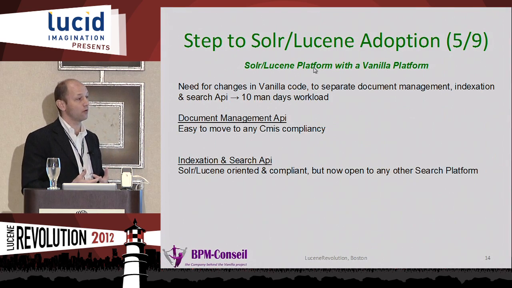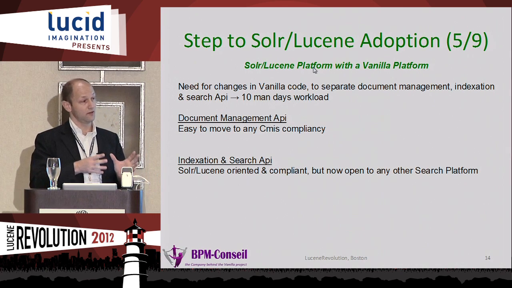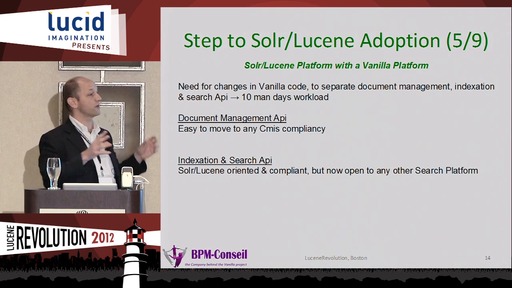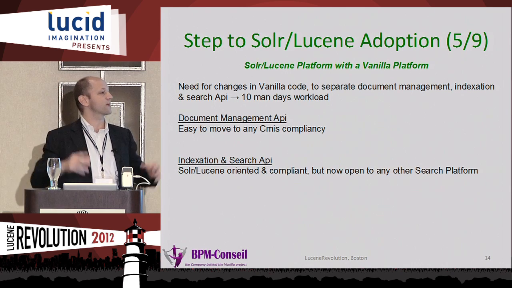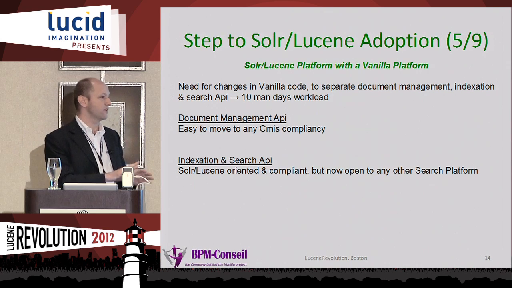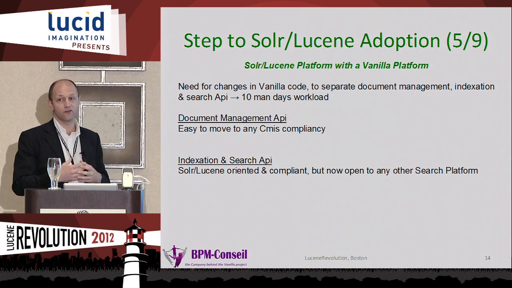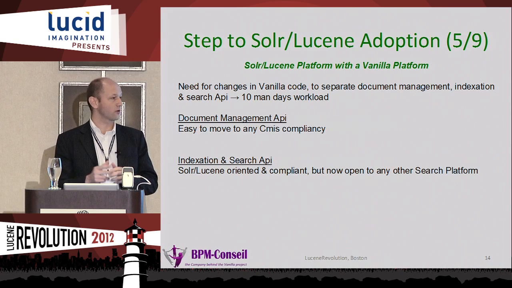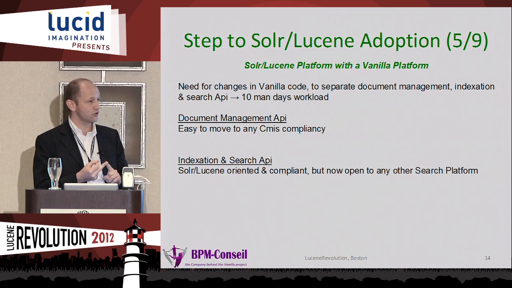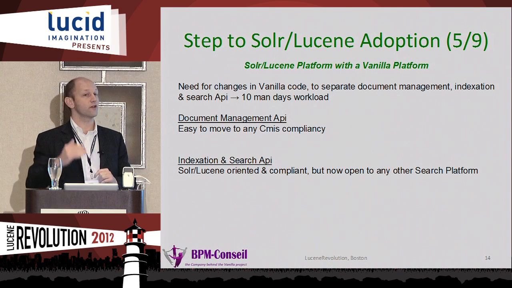So the next step now, to answer our customer needs, was to move to a Solr Lucene external platform. Sorry, I didn't draw this, but you know it's like 2 servers. And for this, we had something to modify in Vanilla. It was the API. When we first developed the Lucene integration, we did 3 things in one API, which was indexation, storage of documents, and search abstraction layer.